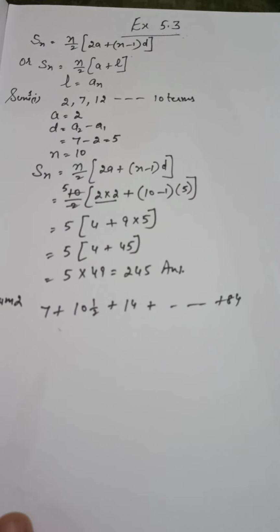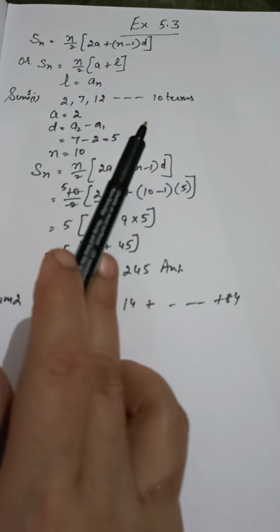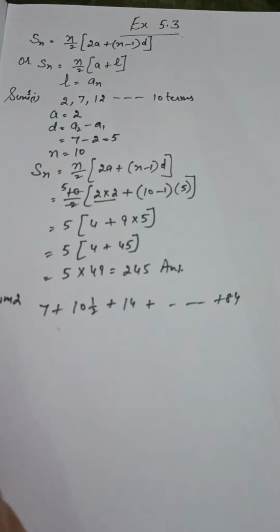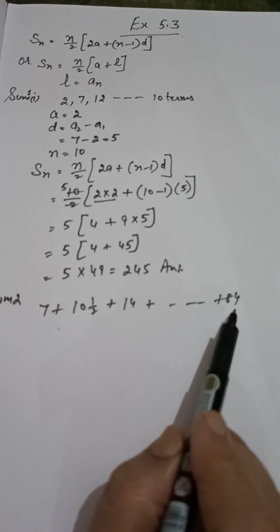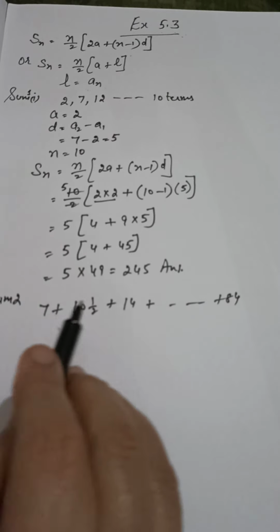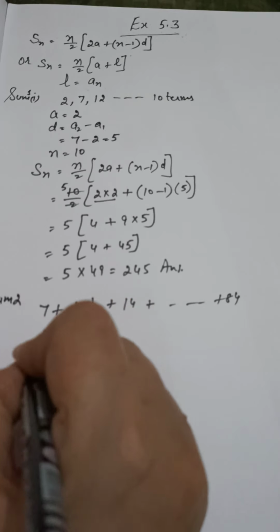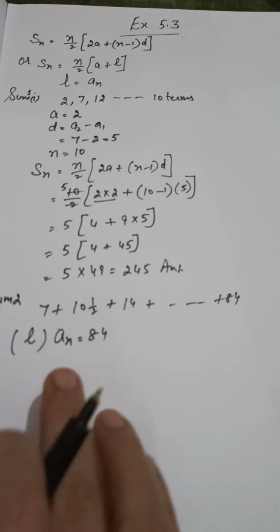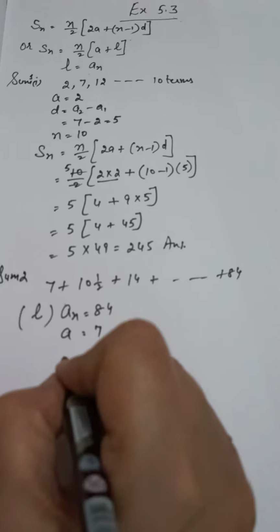Now the difference between the first and second statement. In the first statement 10 terms are given. 10 terms means the number of terms is given, and in the second statement the number 84 is given. There is no number of terms. It means 84 is an. 84 is the last term. What is 84? That is an, the last term. It is given. Now what is given? a is equal to 7.